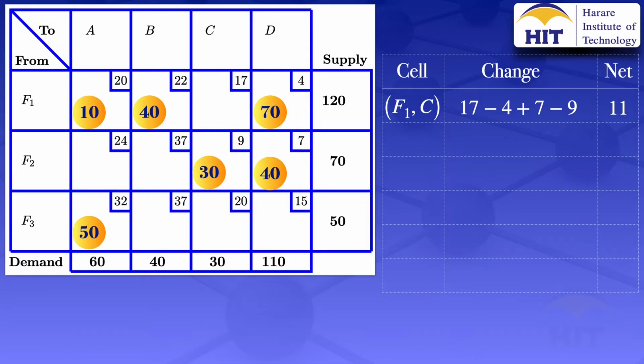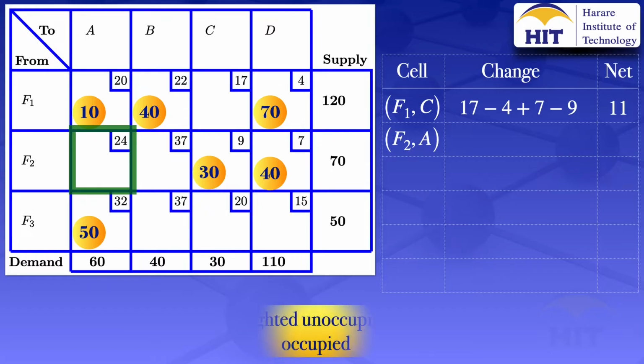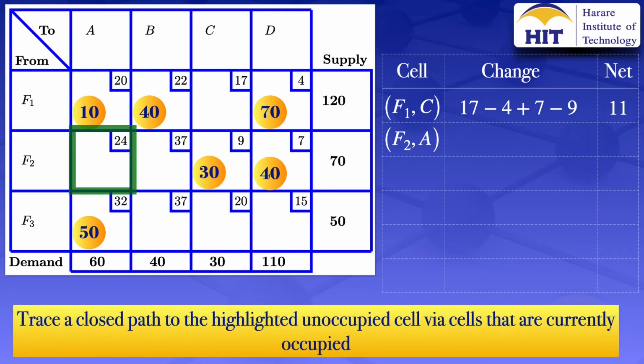I now move on to the next unoccupied cell, cell F2A. Trace a closed path to this highlighted cell via the cells that are currently occupied. Then I'll put a positive here because that's where we are starting on the unoccupied cell. We'll move on to this occupied cell. We put a negative. Move on to this occupied cell, put a positive. Move on to this occupied cell.